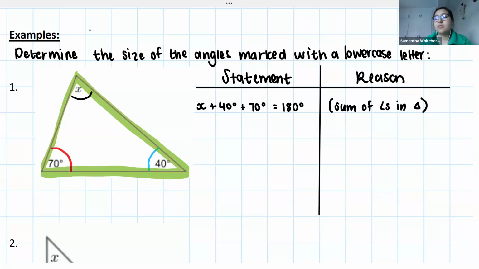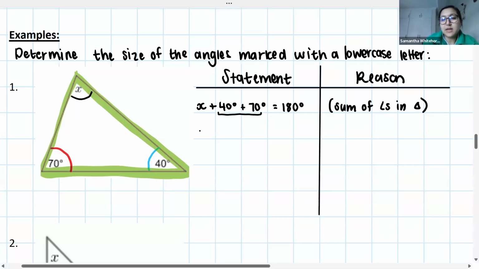Again, if you have been taught a different reason, as long as it has come directly from your teacher and you're not making it up, then I'm absolutely fine with you using that reason. Now that we have this equation, we can go and solve for x. Remember, 40 and 70 are like terms, so I'm just going to add them together to make my life a little bit easier. So 40 plus 70 is 110 degrees.